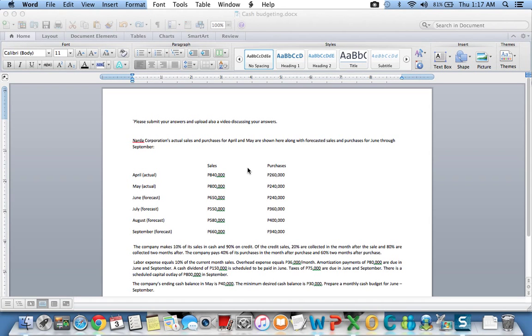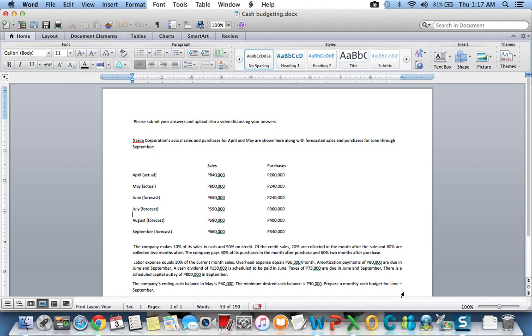Cash budgeting. In compliance with the requirement for the course Applied Business Mathematics, we have been asked to prepare a monthly cash budget for Narda Corporation. The given data are shown here.